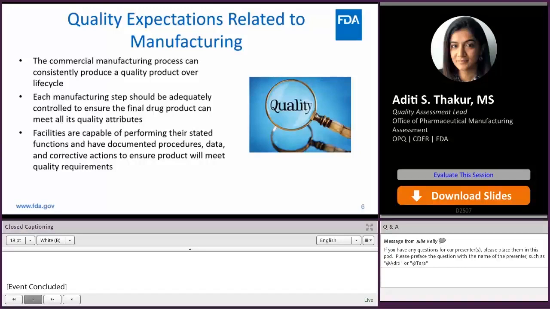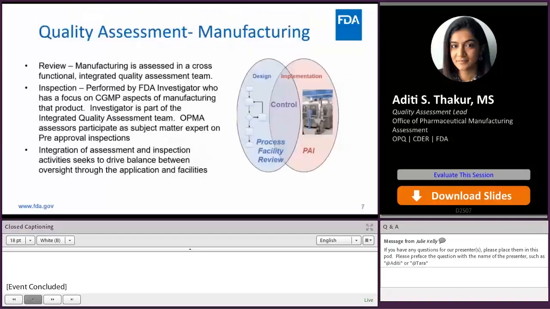In addition, all the facilities listed in the submission are evaluated to ensure that they are capable of performing their stated functions and have documented procedures, data, and corrective action to ensure the product will meet quality requirements. This will also include adherence to the GMP regulations and appropriate FDA guidances.